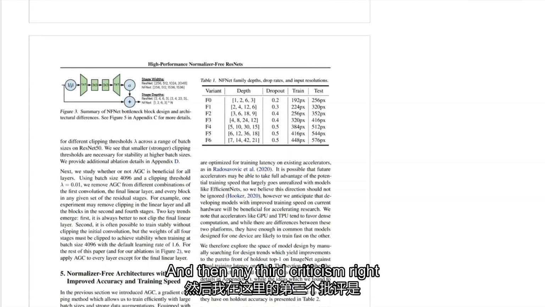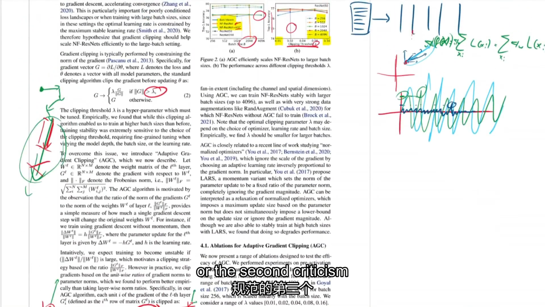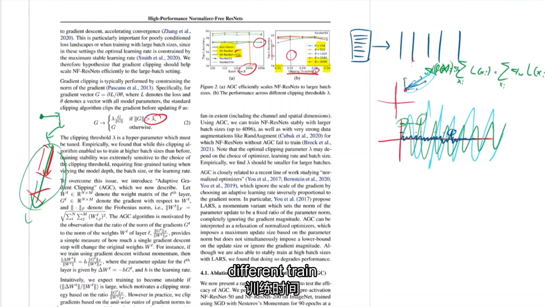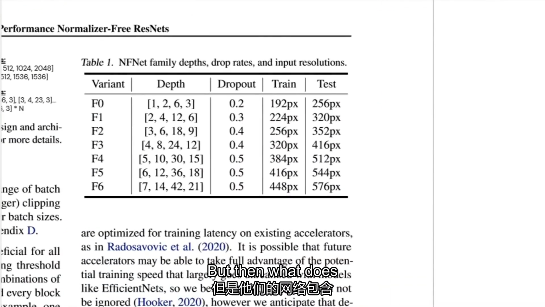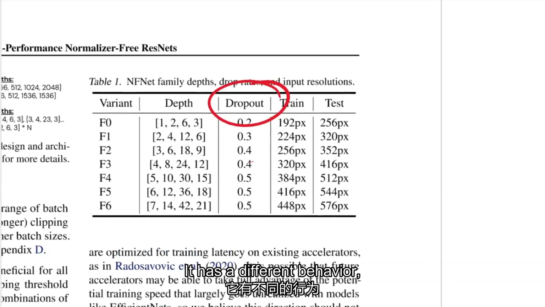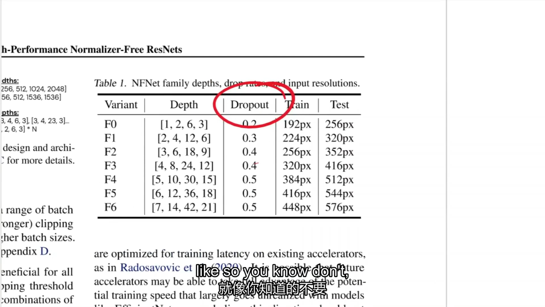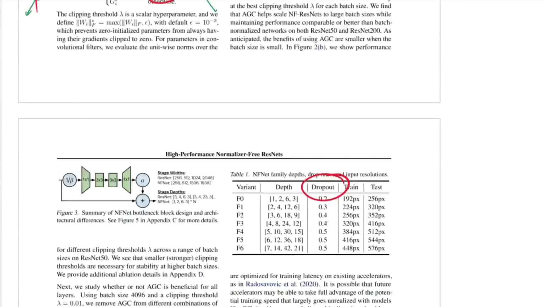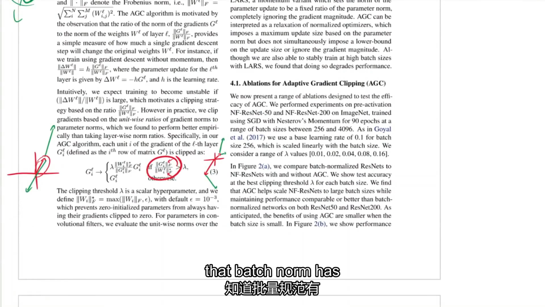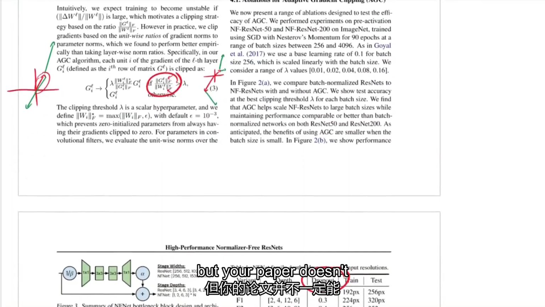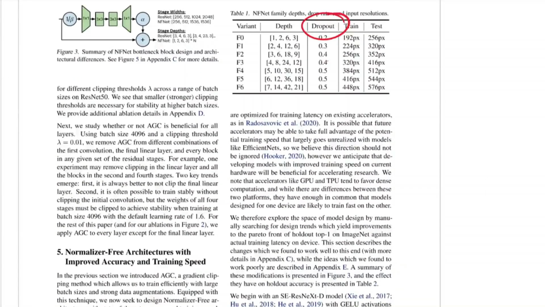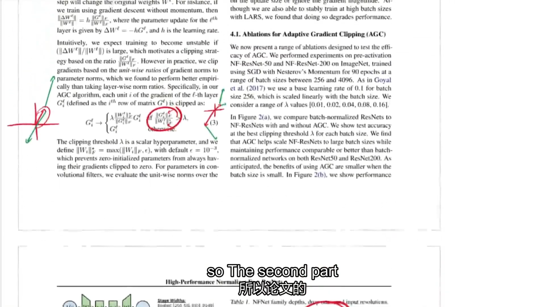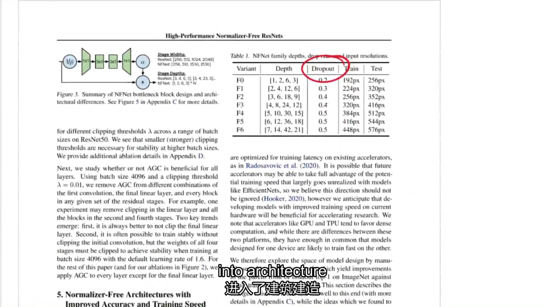And then my third criticism right here is that they say the second criticism on batch norm is that it has different train time behavior than test time behavior, which we discussed, which is true. But then what does their network contain? Dropout. What's the property of dropout? It has a different behavior at train and at test time. It's okay. We get that batch norm has these limitations, but your paper doesn't necessarily make them better. It just kind of shifts them to different things.